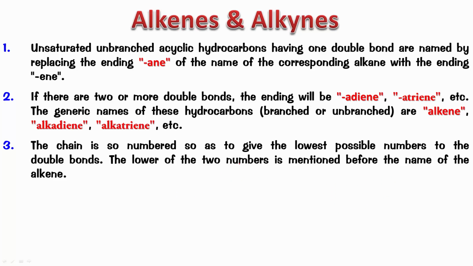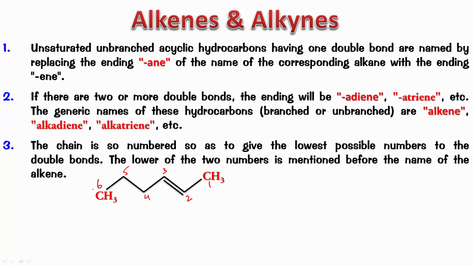So let's try and see a couple of examples. For example, how are you going to name this one? Pause the video, name this, and then try to figure out whether your answer is correct or not. Now, how do we number this? We will number this from here: 1, 2, 3, 4, 5, 6. Since there's no branching, there's no confusion here. There is only one parent chain.